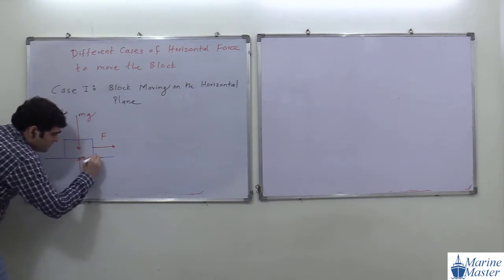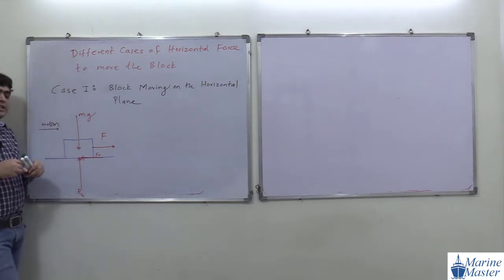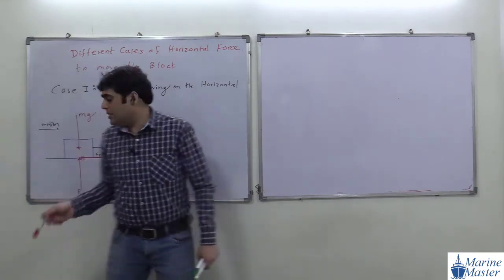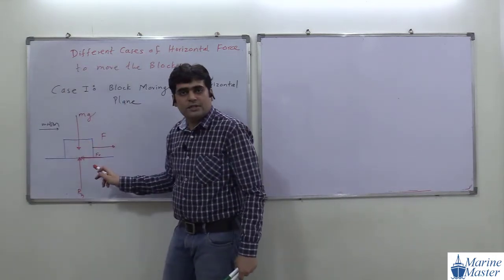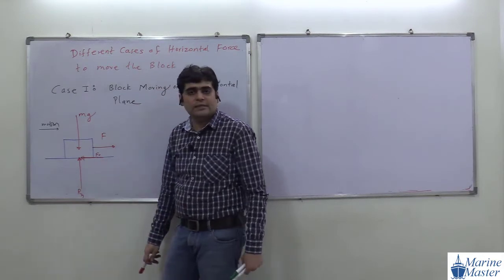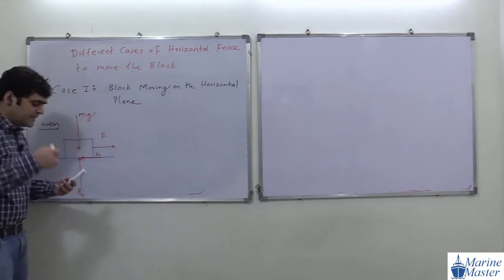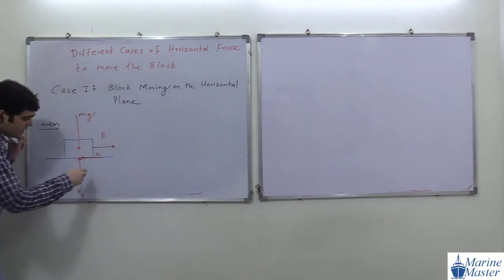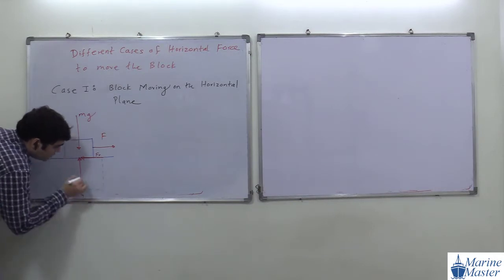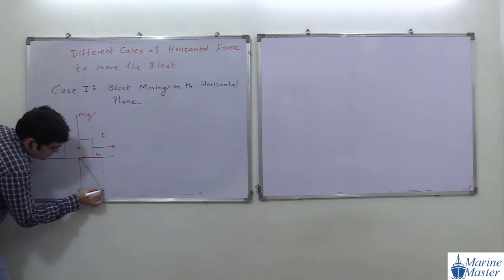So this will be the friction force. Initially how many forces do we have here? 4 forces. But what we are going to do is replace these 2 forces by their resultant force, the resultant reaction, which we denote as R.